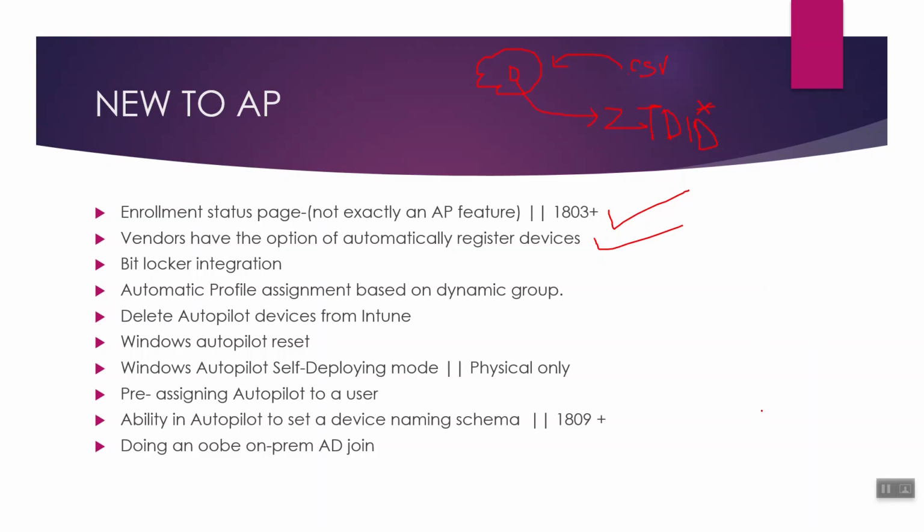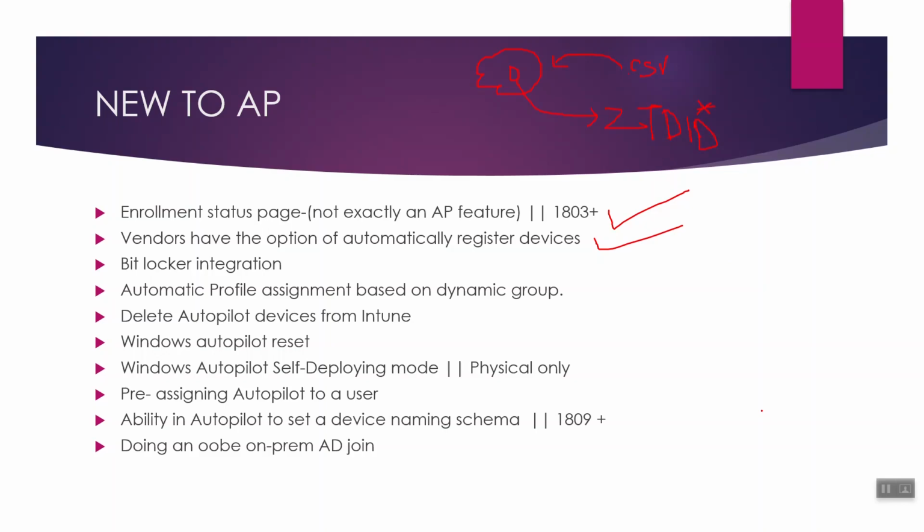So what we can do is we can just make a dynamic group, and in that dynamic group we can make a query saying that this dynamic group should contain all those devices which have a ZTD ID, meaning that dynamic group is only going to contain the Autopilot devices, because Autopilot devices are the only devices which have the ZTD ID or the zero touch deployment ID to begin with.